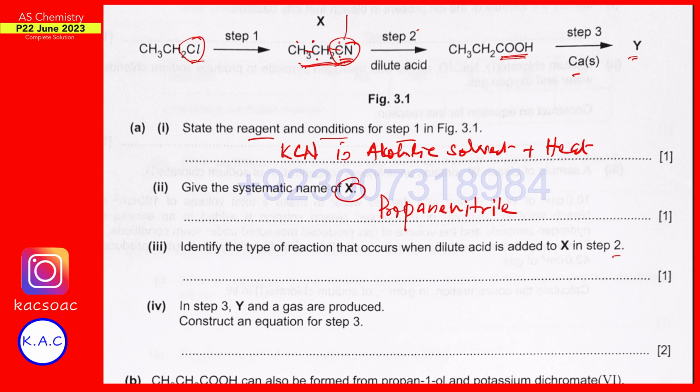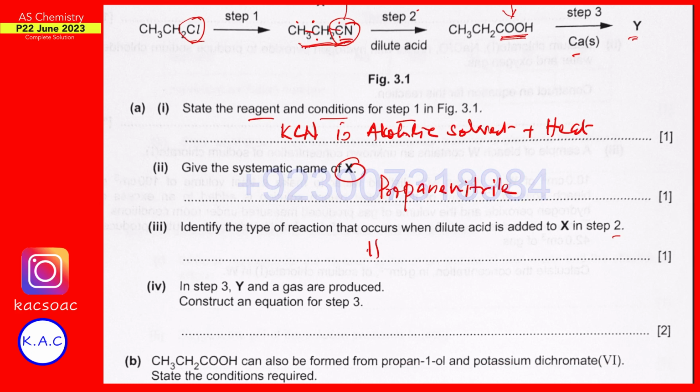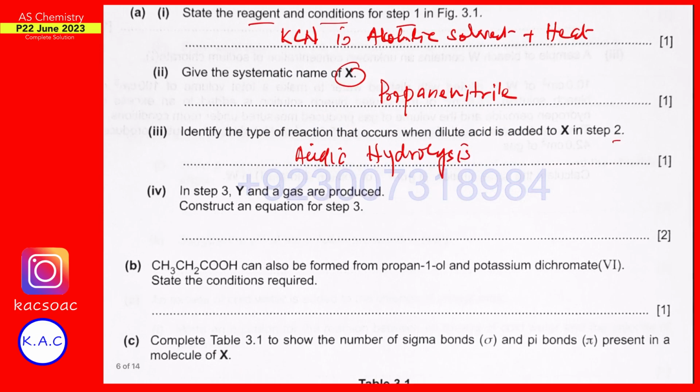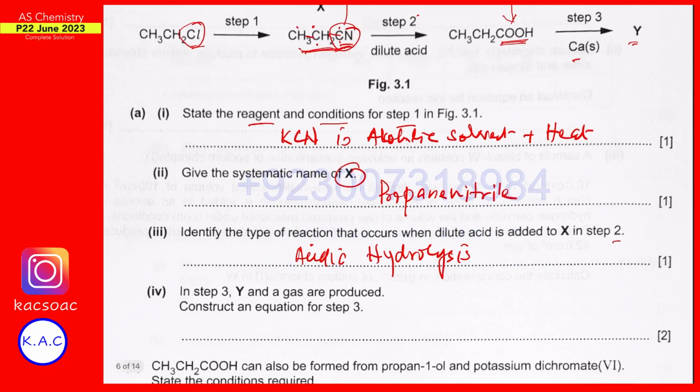I mean, how to change this CN group into acidic carboxylic acid. It is said to be hydrolysis, or you can say the acidic hydrolysis. In step 3, Y and a gas are produced. Construct the equation for step 3.